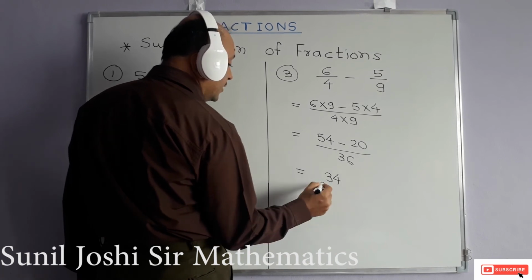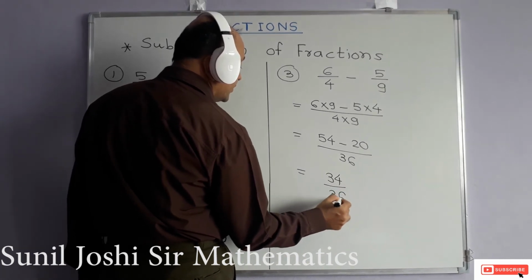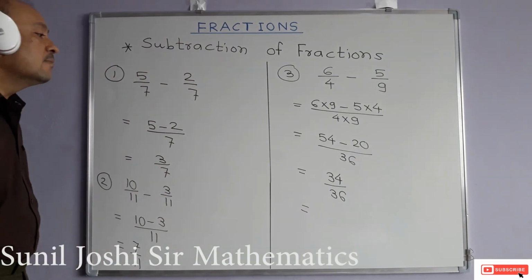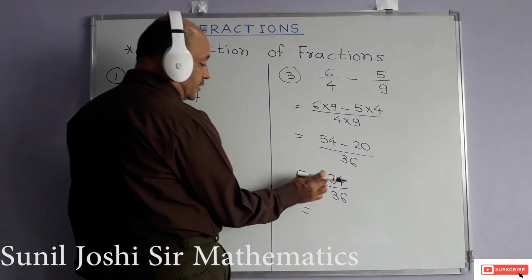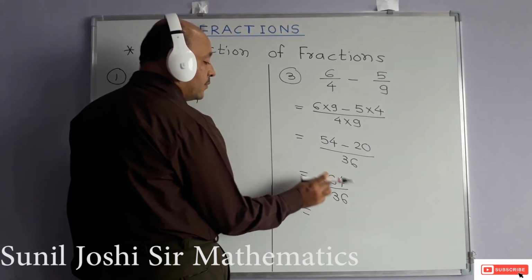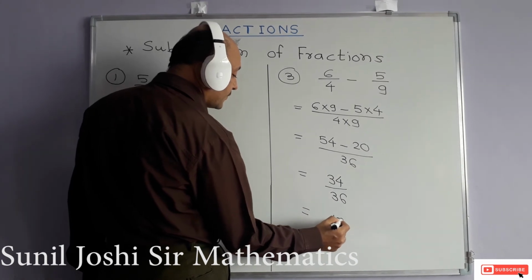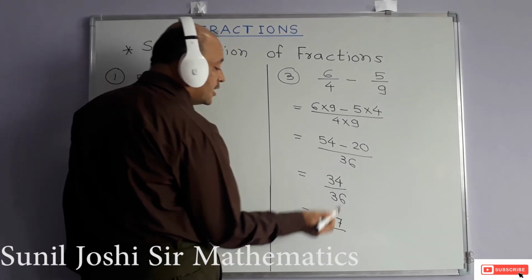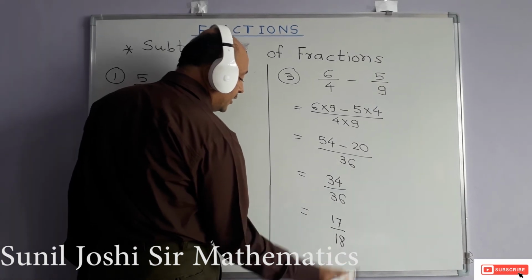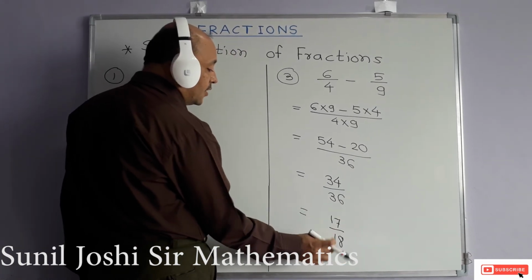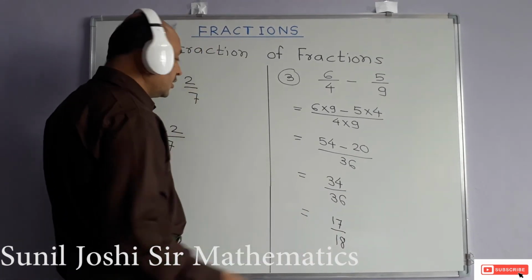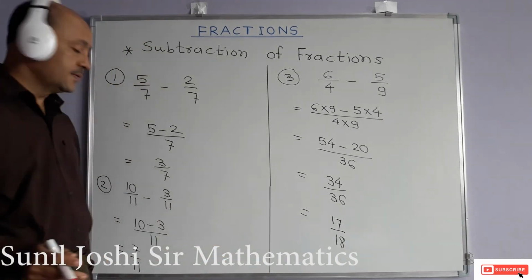34 divided by 36, but which is not in the simplest form. So we have to simplify this. Both the numbers are there in the table of 2. It is called the simplest form or reduced form. So if you divide 34 by 2, we will get 17. If you divide 36 by 2, we get 18. So 17 upon 18 is called as simplest form or reduced form of this fraction. So this is all about subtraction of fractions.